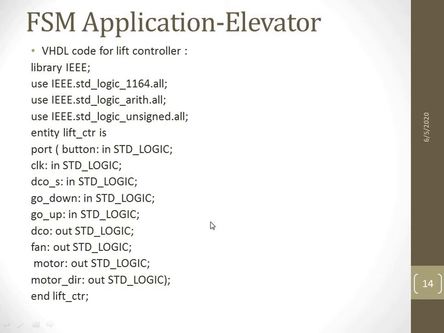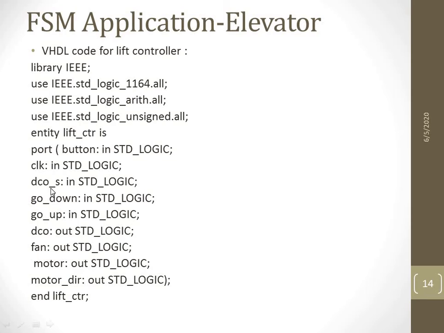So entity. Now what does the entity or lift controller consist of? It consists of buttons, it consists of a clock, it consists of a door close, it consists of go up, go down buttons, and fan, motor direction. So all these are indicated here. So button, pressing the button, we press, so it is input. STD logic. Clock is also an input.